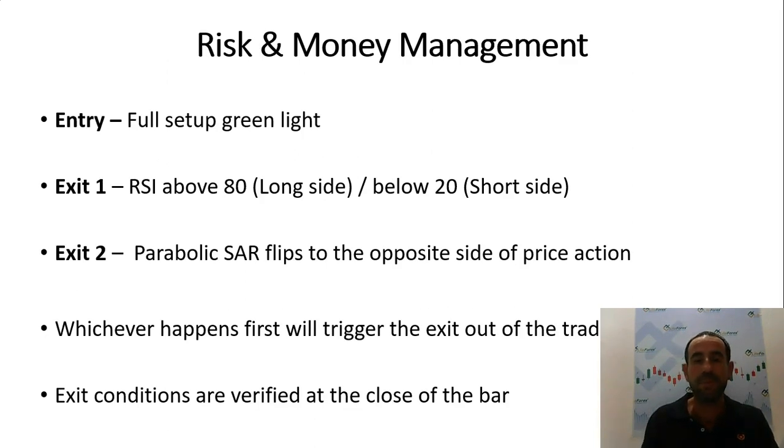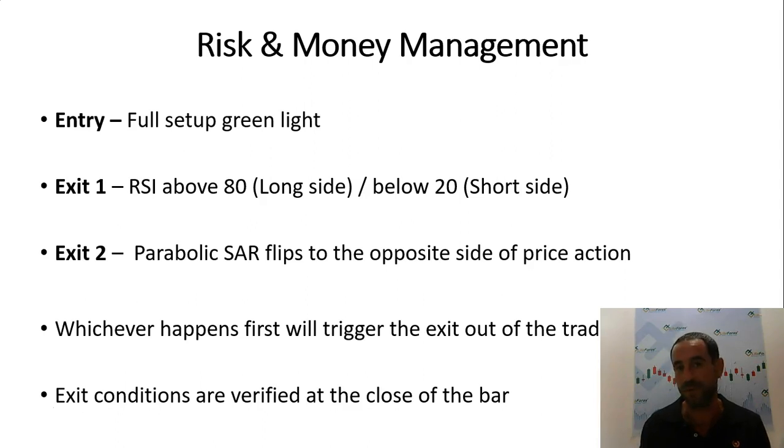Now, when it comes to risk and money management, that's where we take action, right? So we start with having a full setup green light. We got those two conditions existing at the same time, and we pull the trigger. We enter the trade, and now we have only two conditions with which we might exit that trade, right?